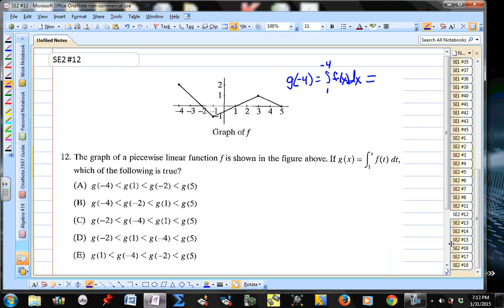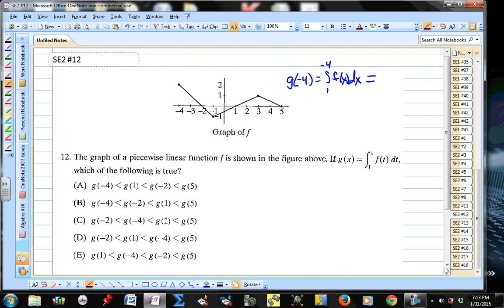In problem number 12, we're given the graph of a function f, and we're told that g is defined to be an integral of f from 1 to x. We're asked to order some values of g from least to greatest. So the first thing we're going to have to do is find the four values in question: g of negative 4, g of 1, g of negative 2, and g of 5. This will give us a good opportunity to review some accumulation function and area properties of the integral.